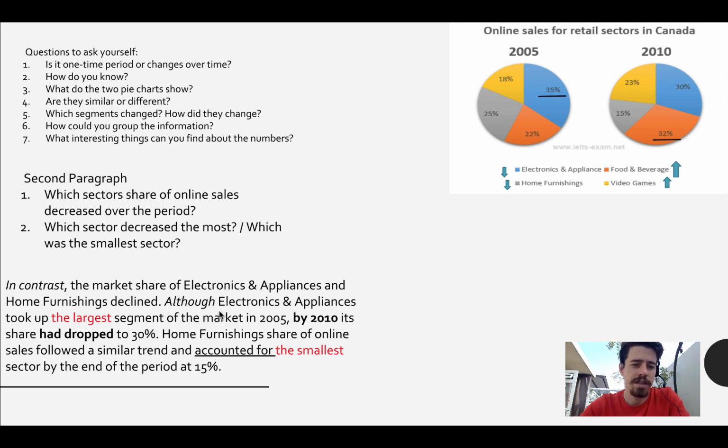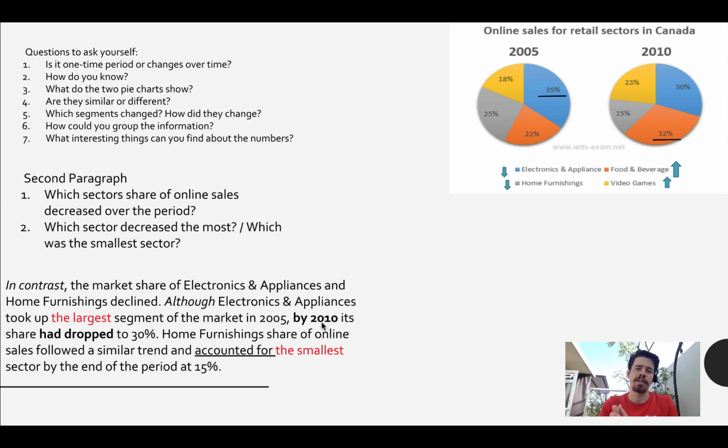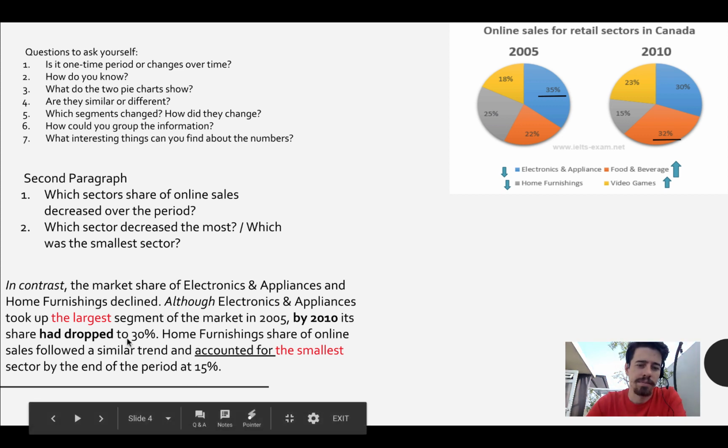Other things to notice, we've got two pie charts here, 2 different years. We've used "by 2010, had dropped." So we've used a past perfect together with "by 2010" because 2010 is the past. Sometime between 2005 and 2010, so the past of the past, its share had dropped to 30%.